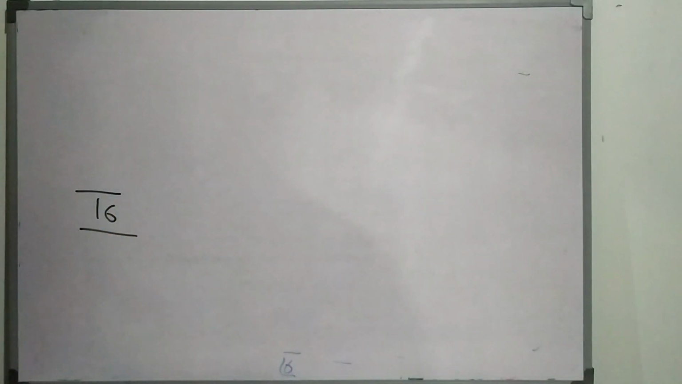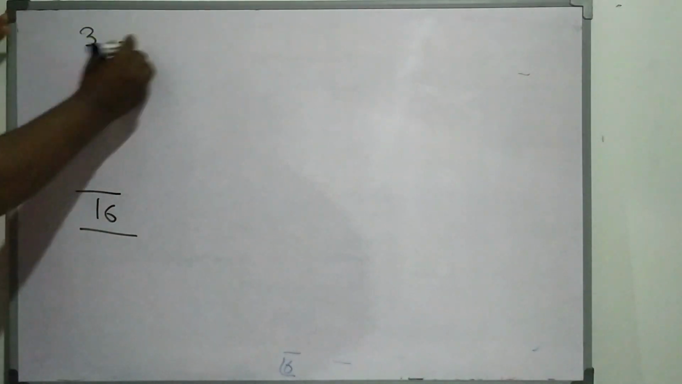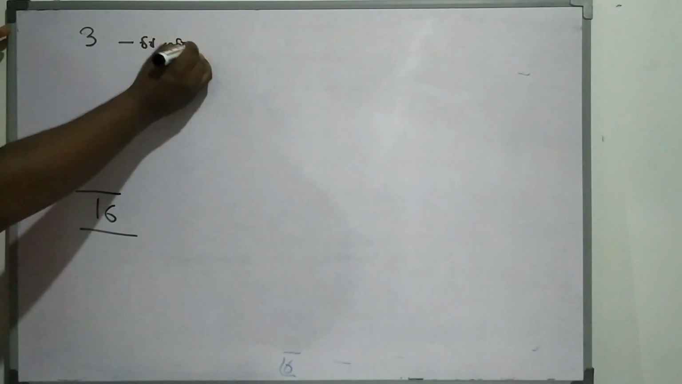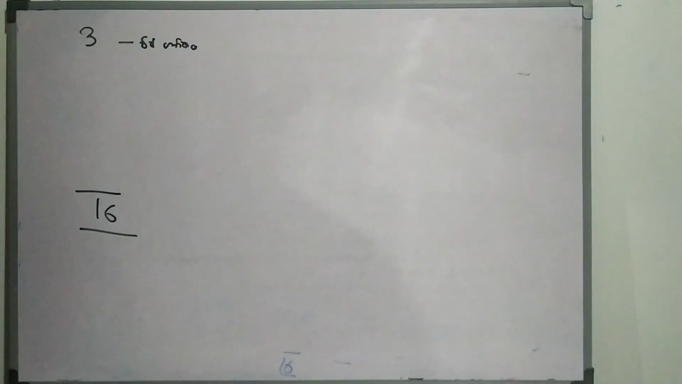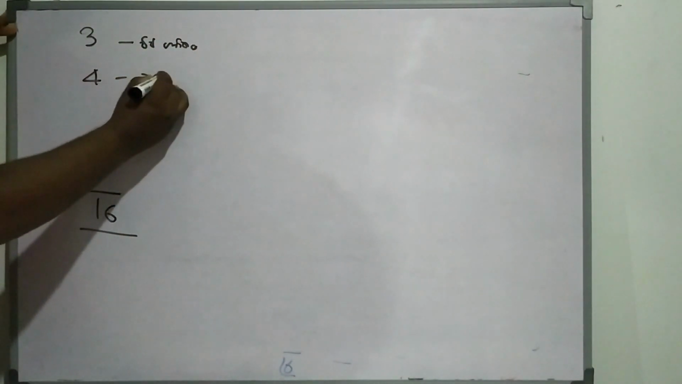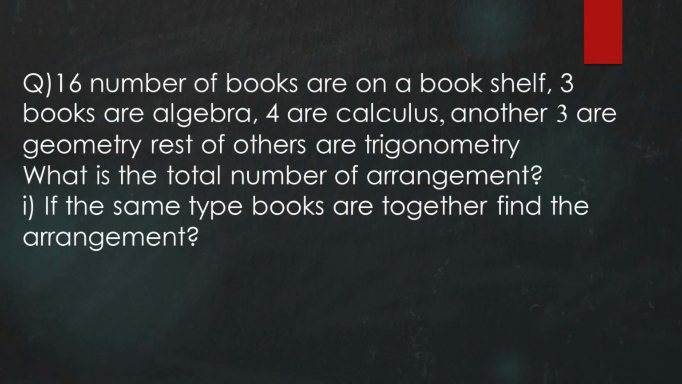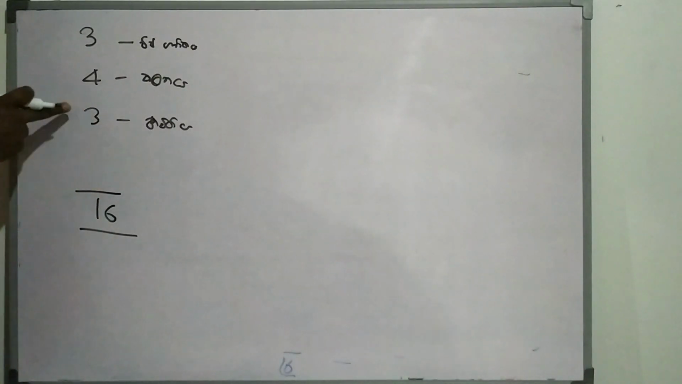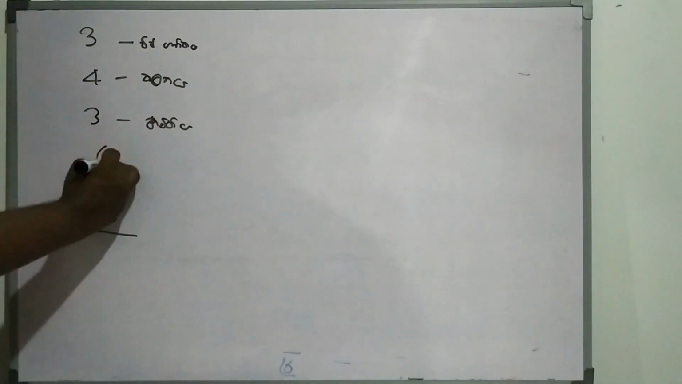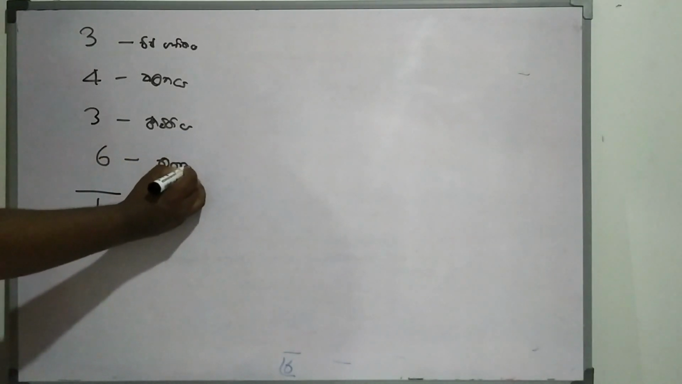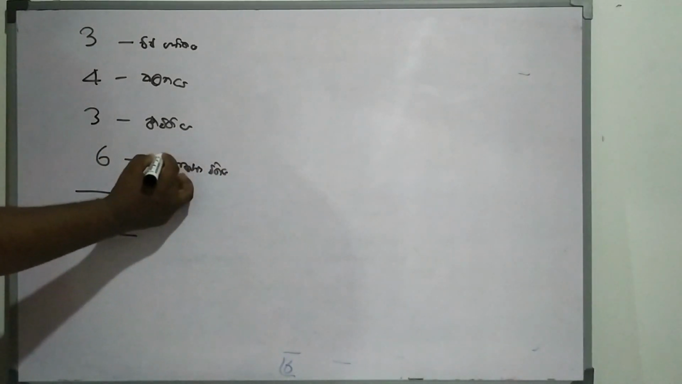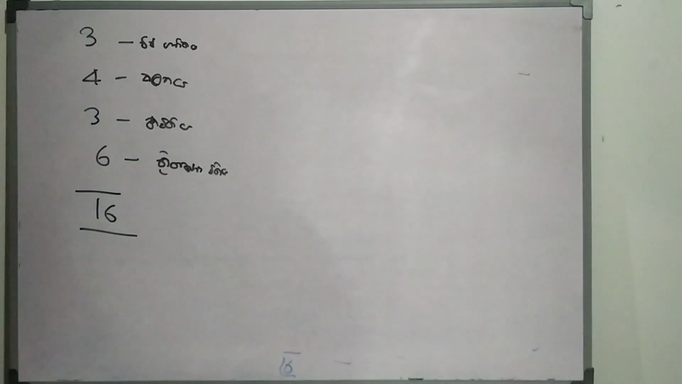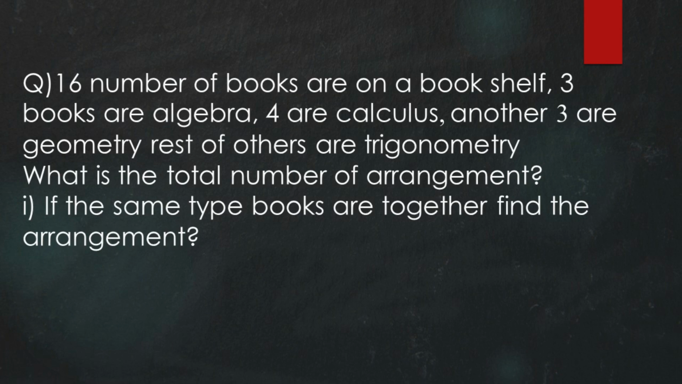I have to write 3 as algebra, 4 as calculus, 3 are geometry, and the 6 are trigonometry. All are 16, right? What they ask: what is the total number of arrangements?